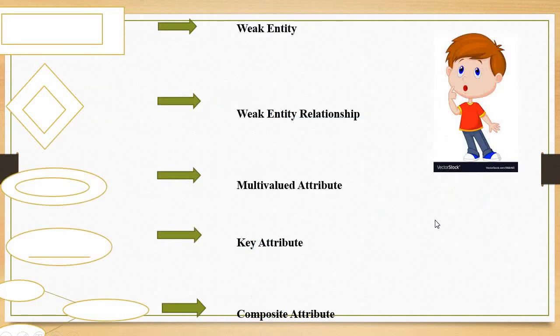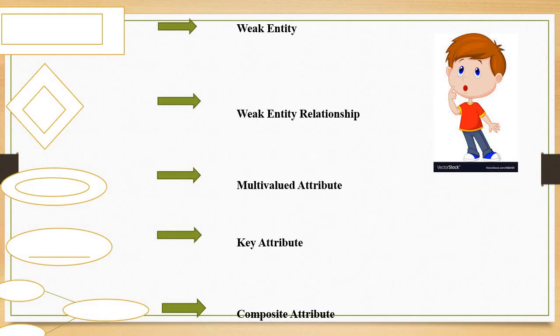Now the next symbol is a rectangle inside a rectangle, which represents the weak entity. What is a weak entity here? A weak entity cannot be uniquely identified by its attributes alone. Now what is a weak entity relationship? A diamond inside a diamond represents a weak entity relationship. A weak entity relationship occurs in weak entity sets.